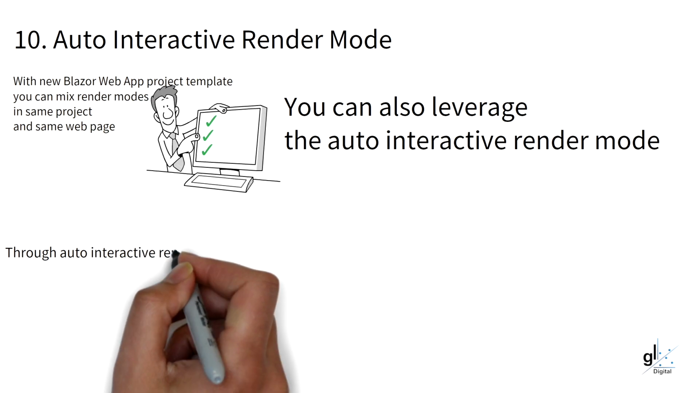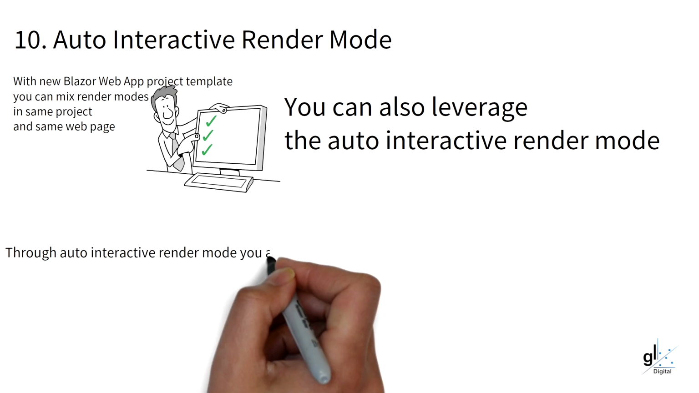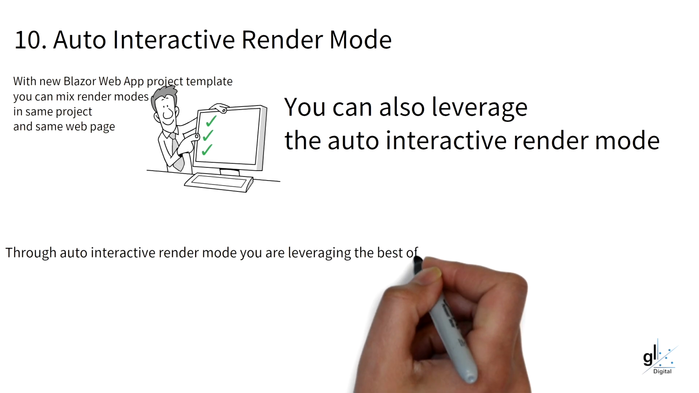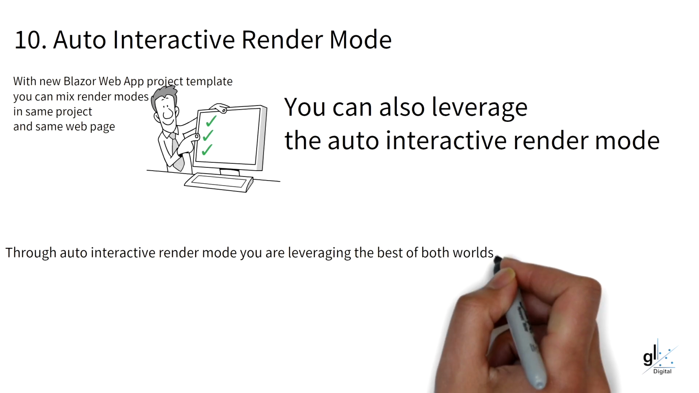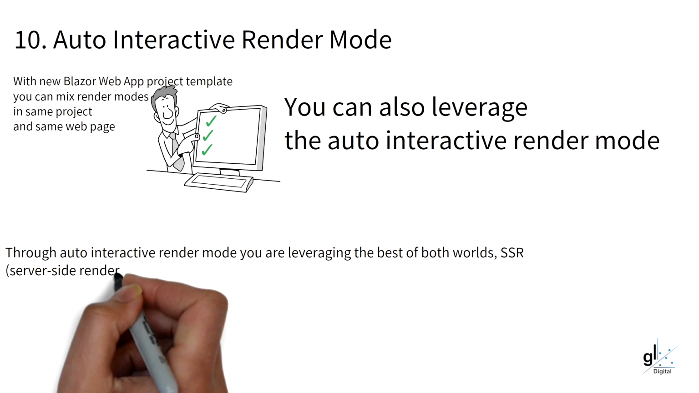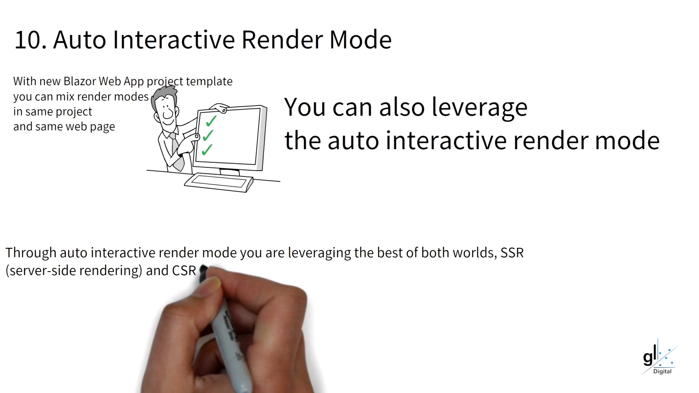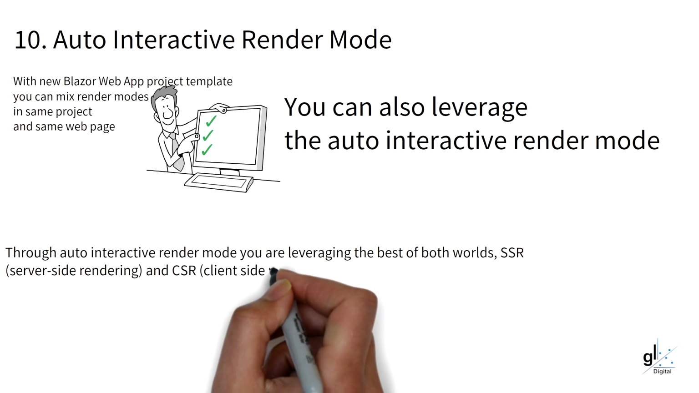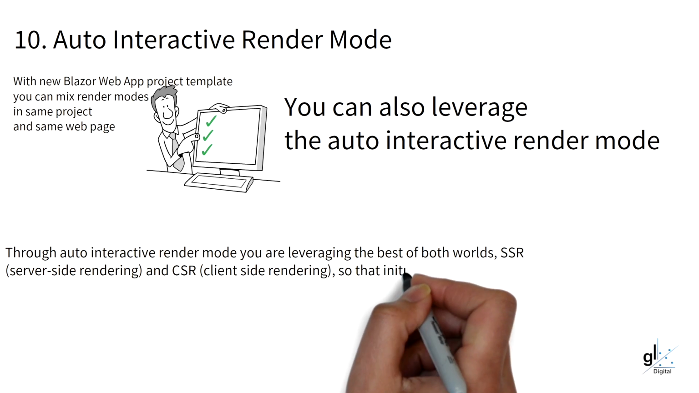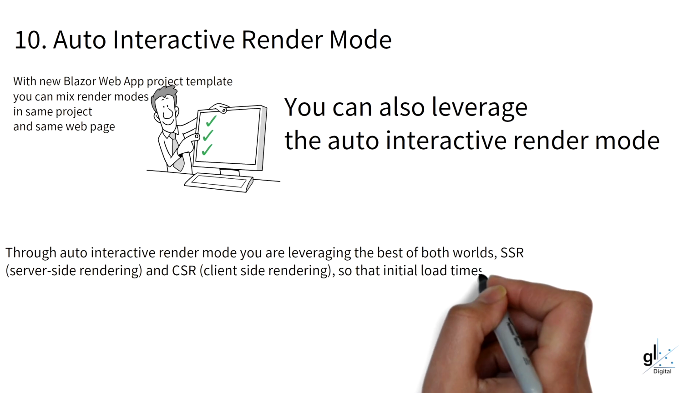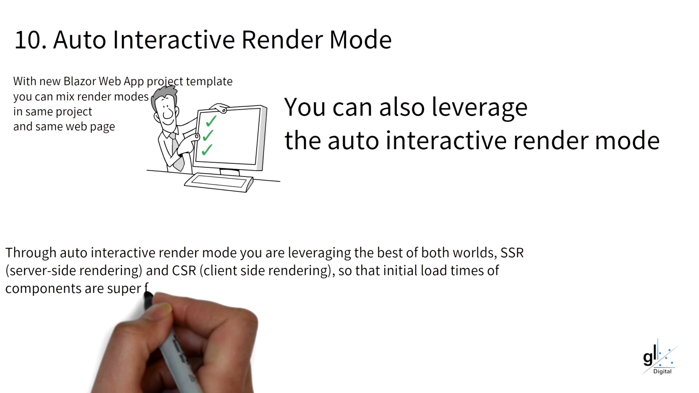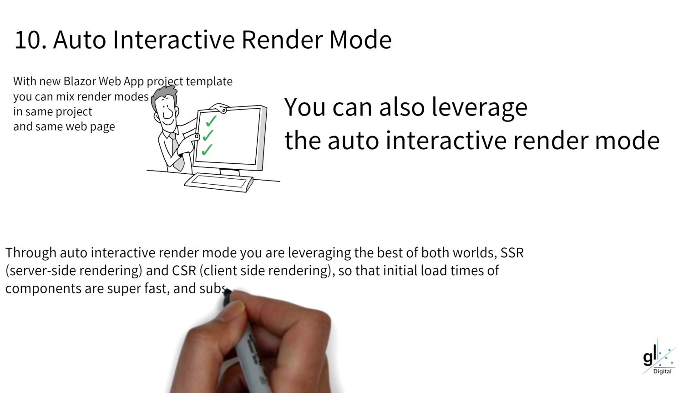This means through auto interactive render mode, you are leveraging the best of both worlds, SSR, server-side rendering, and CSR, client-side rendering, so that initial load times of components are super fast and subsequent interactions with the component by the user result in appropriate changes being made in the browser super fast. So through auto interactive render mode, your Blazor app can benefit from both fast initial load times and better SEO, as well as fast, smooth responsiveness when the user subsequently interacts with the relevant web page.